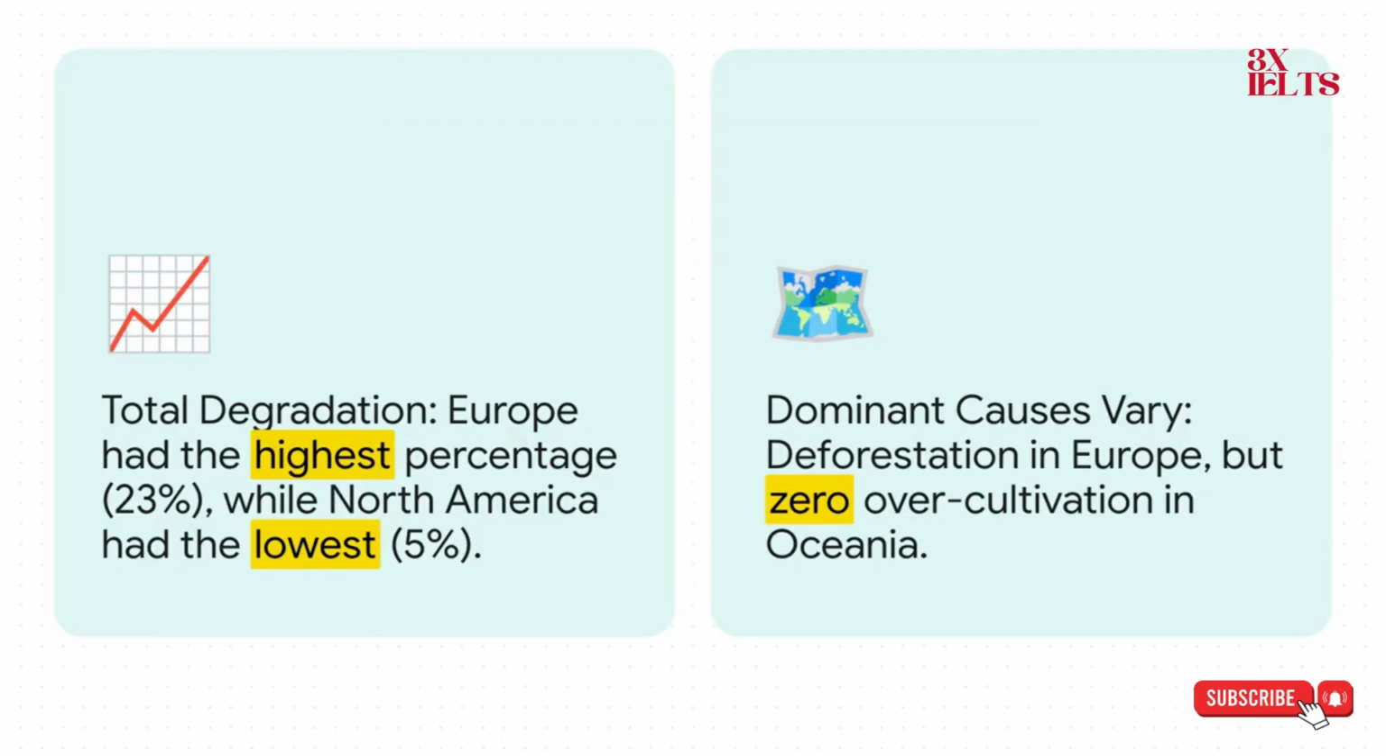Now it's time to connect the dots. This is where you put on your detective hat. You're not just listing facts, you're finding the story. So you see Europe is the highest, but then you notice something really interesting. The main reason for degradation is totally different in each region. And then you spot a golden nugget. Oceania has a big fat 0 next to overcultivation. Finding these little details is what separates a good answer from a great one.